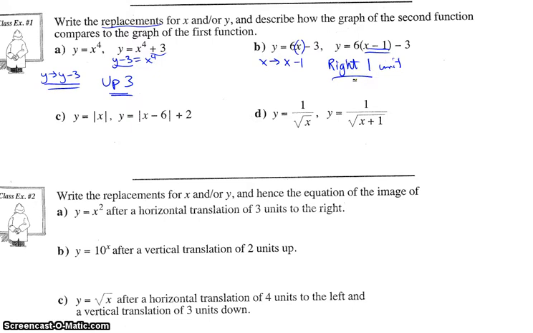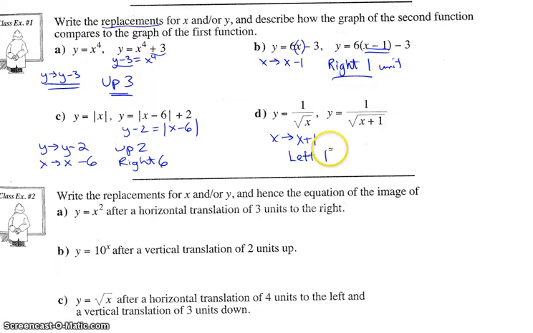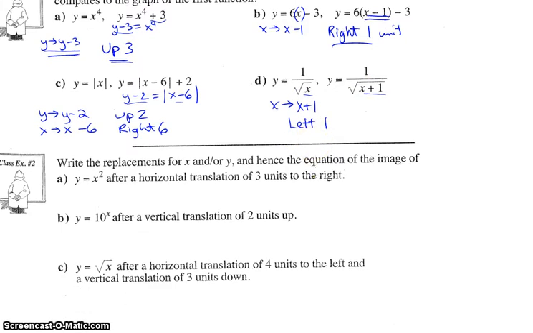Okay, now you guys try C and D, and then pause your video, and we'll check back in a minute. Okay, on part C, I would first move that 2 over with the y by subtracting 2 on both sides. It's not with the x, so it has to be with the y, so that we can determine our replacements: y being replaced with y minus 2, x with x minus 6. Therefore, we're moving up 2 and right 6. Good job. Okay, part D, x was replaced with x plus 1. So therefore our graph moved left 1. How'd we do?